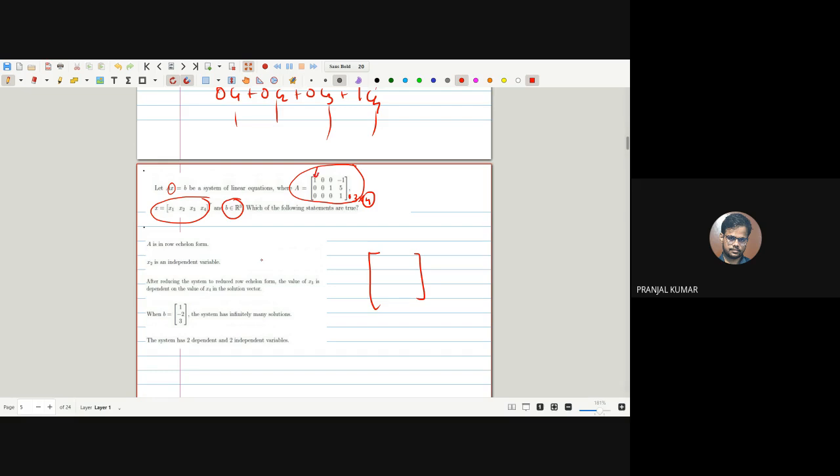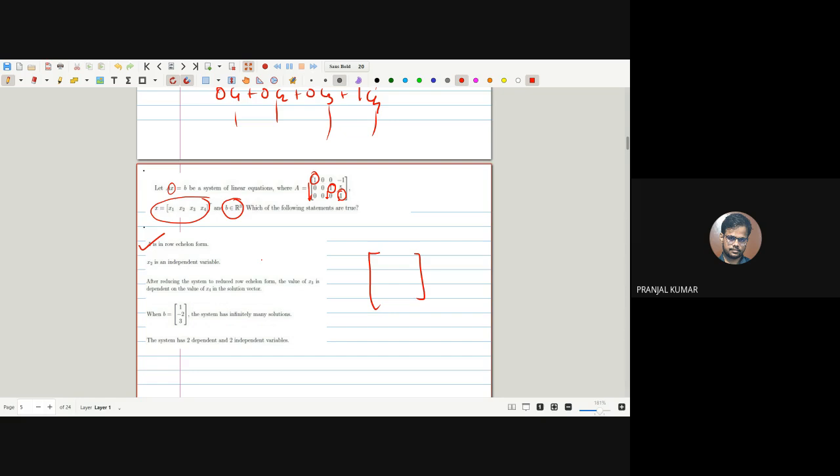A is in row echelon form. Let's check whether it is in row echelon form or not. First of all, first pivot. Second pivot, third pivot. Is A in row echelon form? Yes, because it is clear down this pivot, this pivot, and this pivot also. So A is in row echelon form.